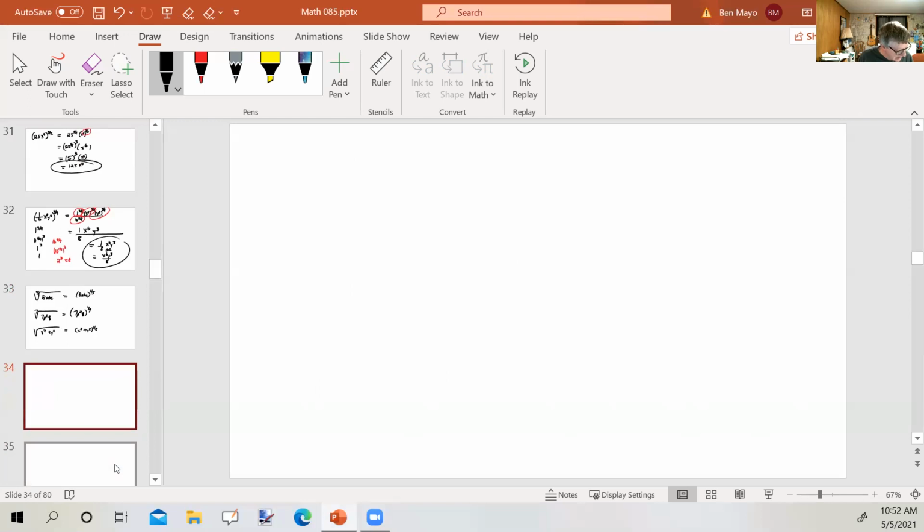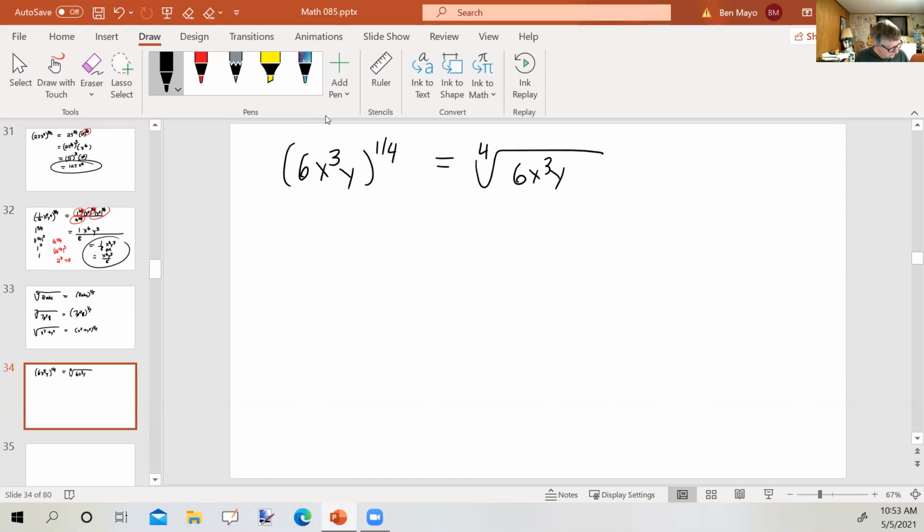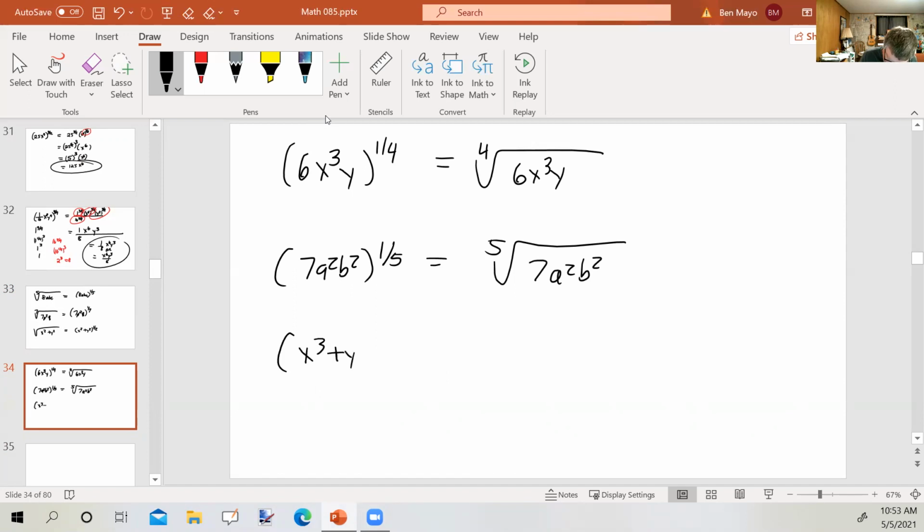Now we're going to change an exponential expression into a radical expression. 6x cubed y to the 1/4 power becomes the 4th root of 6x cubed y. 7a squared b squared to the 1/5 power becomes the 5th root of the quantity 7a squared b squared. The quantity x cubed plus y cubed to the 1/3 power becomes the cube root of the quantity x cubed plus y cubed.